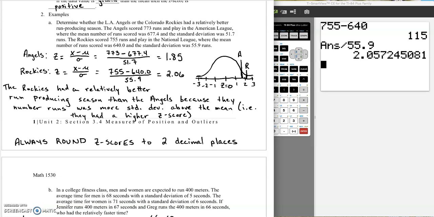Now, you can't always assume that the bigger z-score is the better z-score. It depends on the context of the problem, and we will look at a problem where it's different in the next video.